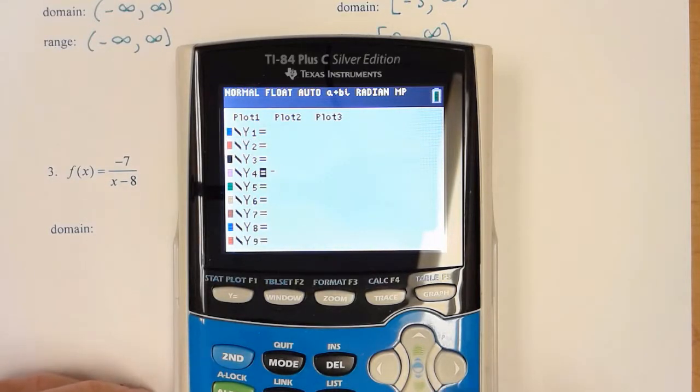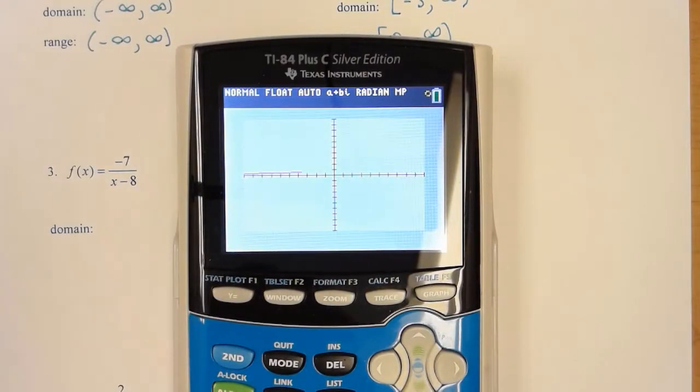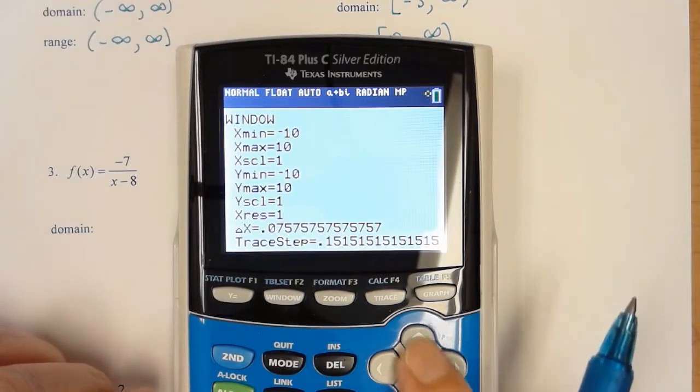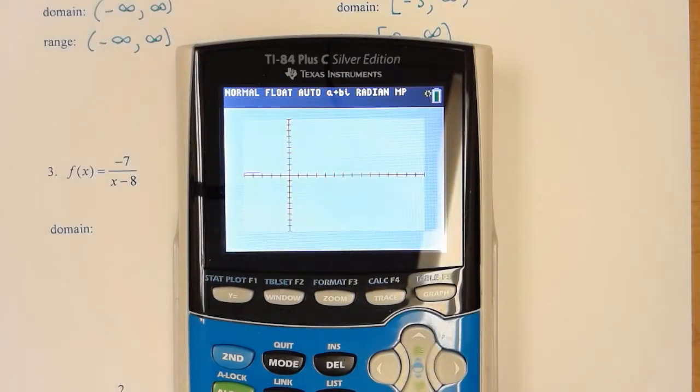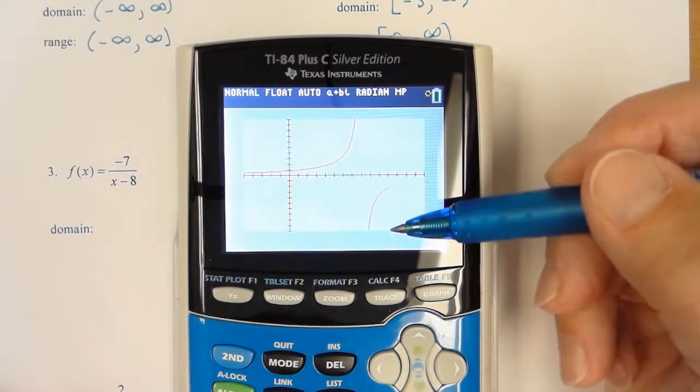So parentheses, negative 7 divided by x minus 8. Graph. Oh, that's cool. So let me change my window just a little bit. I'm going to do negative 5 to 15. I'm going to scoot it over so you can see that there's actually a physical break right here.